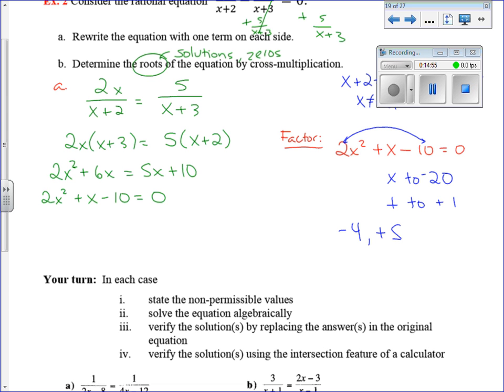The way I factor here is I take these two numbers and I rewrite this term as the sum of those two numbers. So I get 2x squared minus 4x plus 5x minus 10 equals 0. I haven't changed anything, right? Because negative 4x plus 5x gives me positive x. I'm just rewriting that number differently.